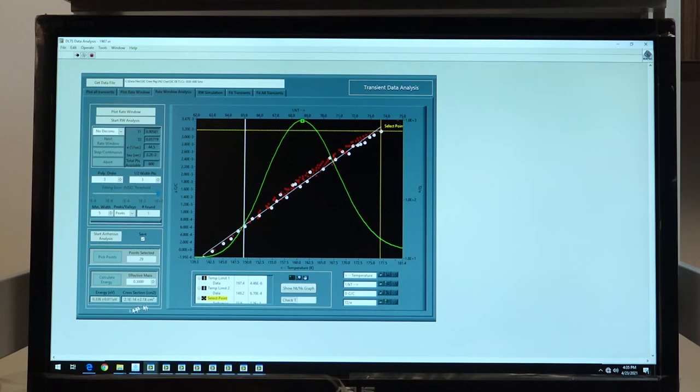Okay, so now that we have these numbers 0.336 and 2.1E-14, we would now like to see, with the rate window simulation capability, whether the extracted parameters generate a peak which fits with the experimental peak, to validate whether this process was correct or not. So we go to the next tab.